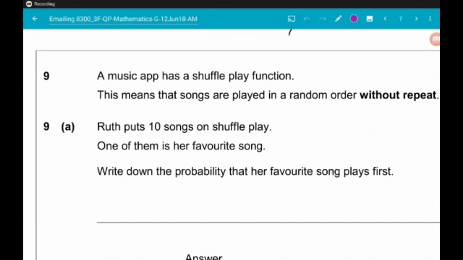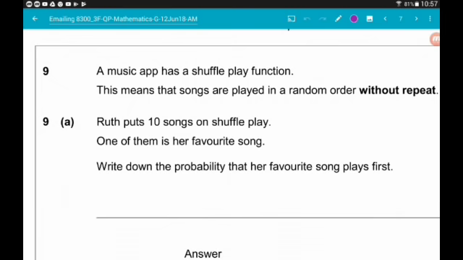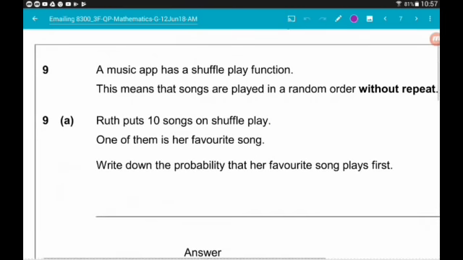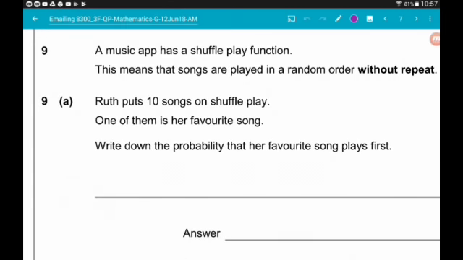Okay, question 9. The music app has a shuffle play function. This means that songs will play in a random order without repeat. Ruth puts 10 songs on shuffle play. One of them is her favourite song. We want to write down the probability her favourite song will play first. So her favourite song is 1 song out of 10. So the probability it will play first is 1 out of 10.